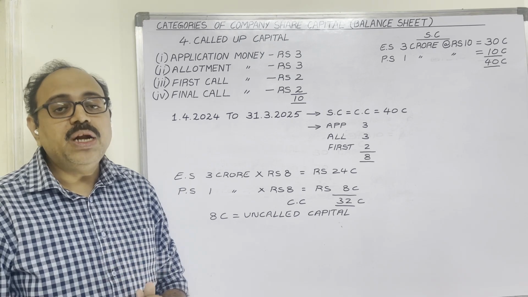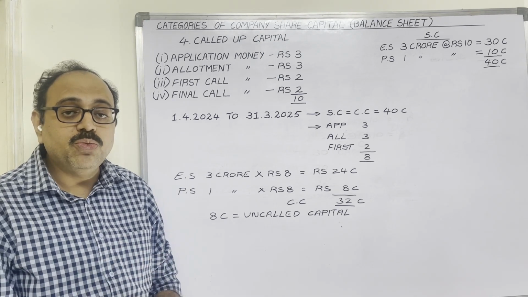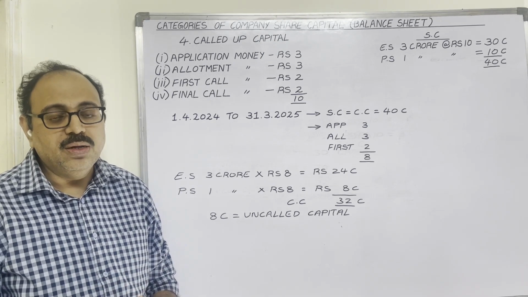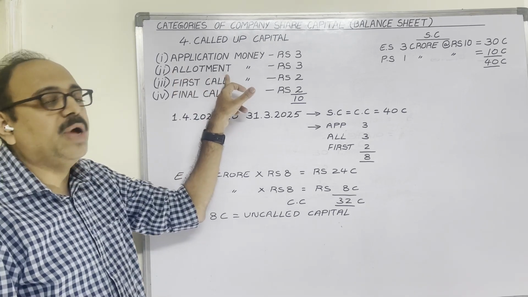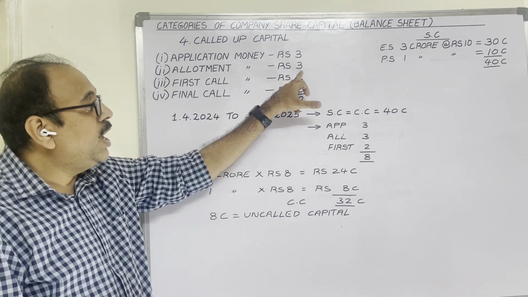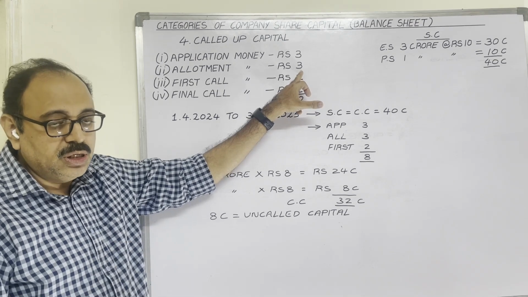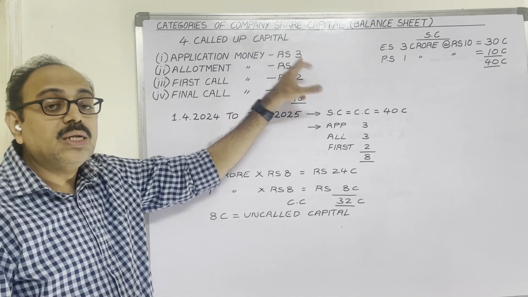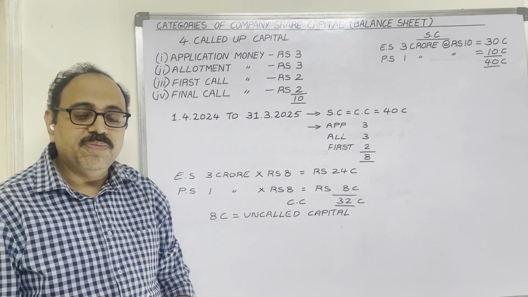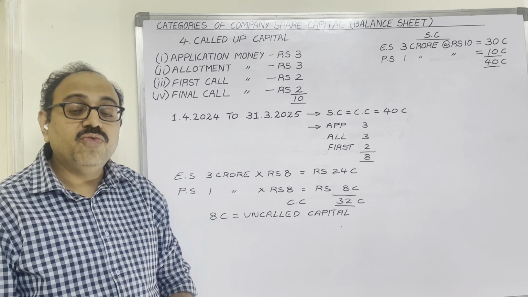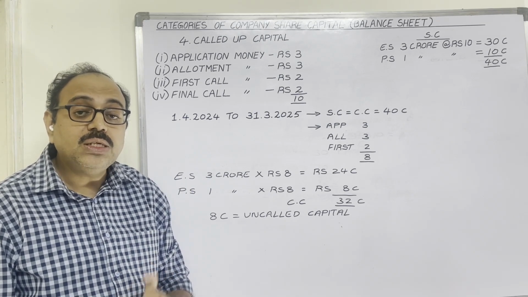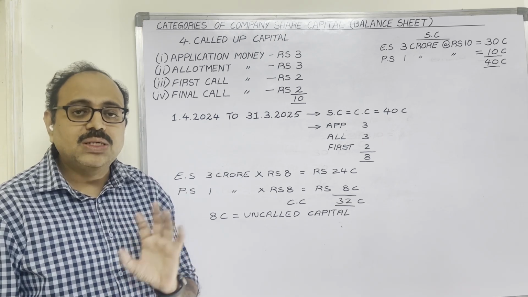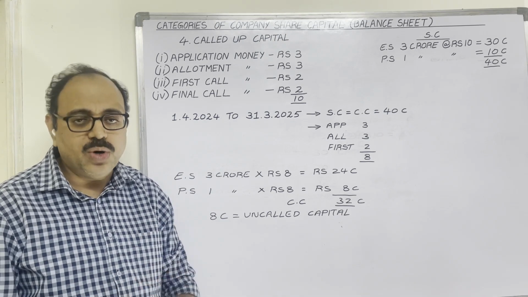And to confirm that allotment, the shareholder has to pay the second installment money. That is known as allotment money. Say in 10 rupees, the allotment amount is 3 rupees. So 3 plus 3, total 6 rupees collected by the company. Then the remaining amount, 4 rupees, the company collects in the form of calls. First call, second call, third call, and so on.